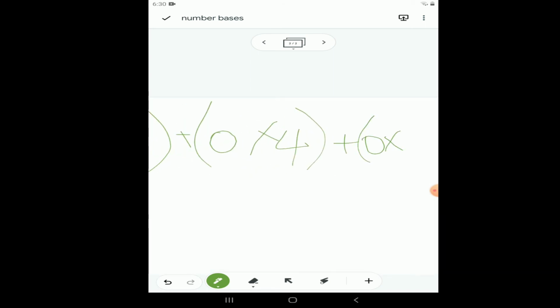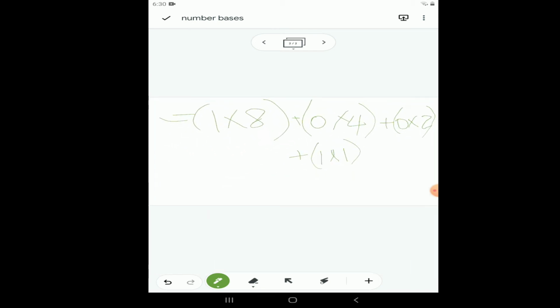0 times 2 to the 1. So 2 to the 1 is just 2 multiplying 1 time. So that would be 2. And then plus, we have the last one. 1 times 2 to the 0. And we say 2 to the 0. Anything raised to the power 0 is 1.